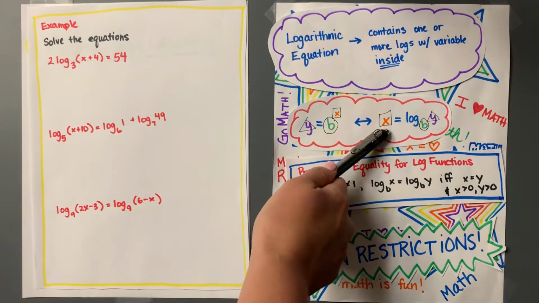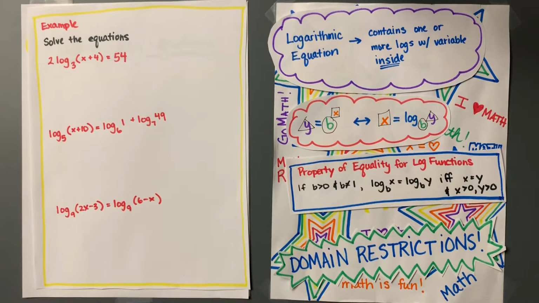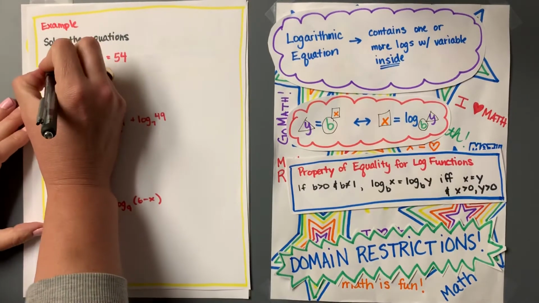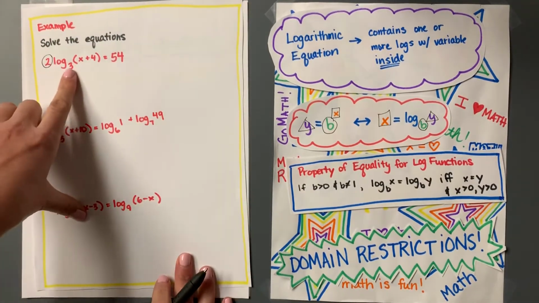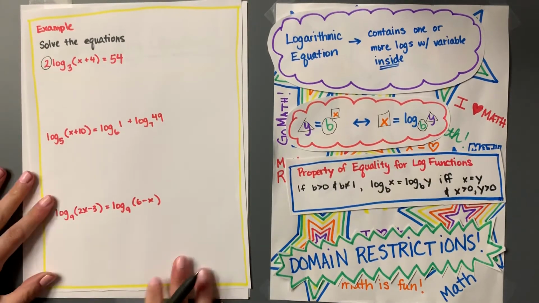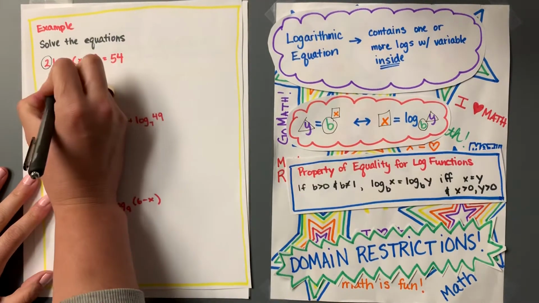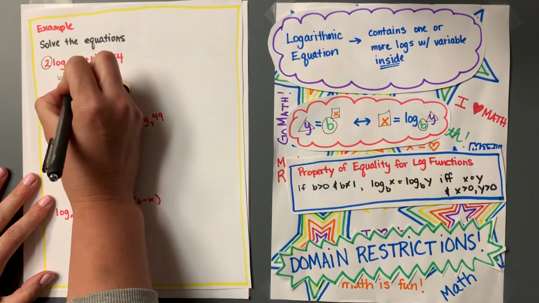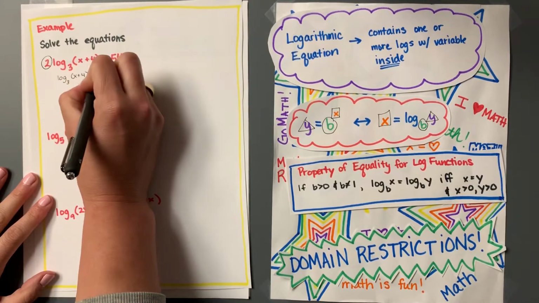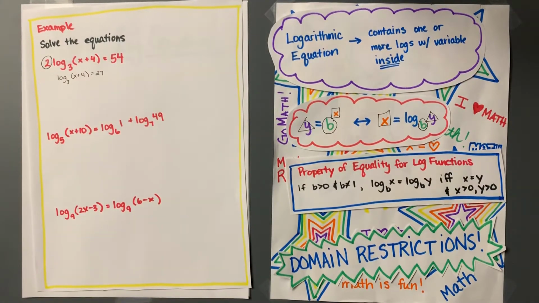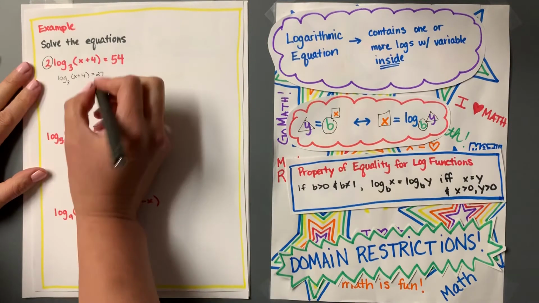So when we are trying to use the property of logs, it's really important that we get the log base b of y by itself. So in this case, this 2 here is a problem. So I have 2 times log base 3 of x plus 4 is equal to 54. I need to get rid of this 2 before I can proceed. So I am going to divide both sides by 2. And I get log base 3 of x plus 4 is equal to 27. This is an insane problem that I'm just realizing, but that's okay.